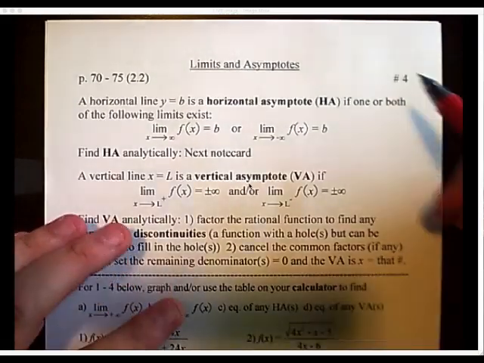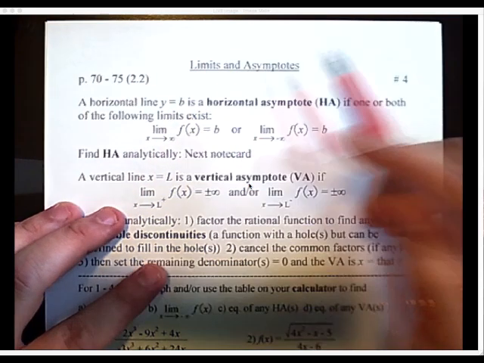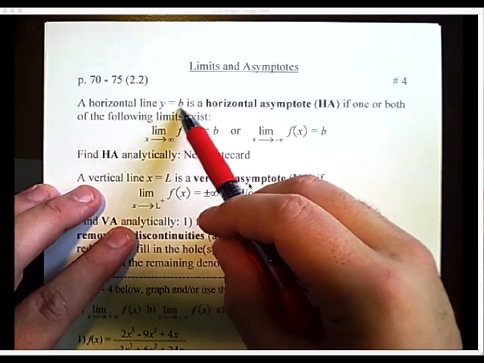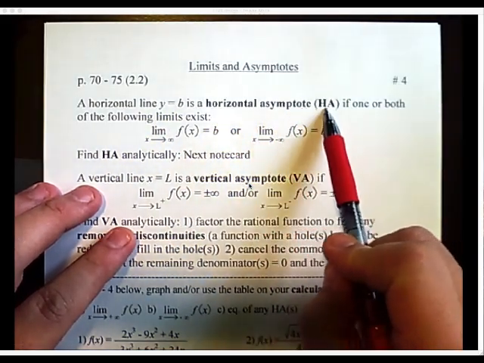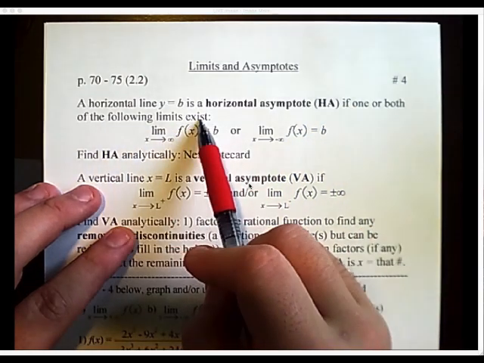All right, this is note card 4, and the title is Limits and Asymptotes. So let's see what Stacy says. She says a horizontal line, y equals b, is a horizontal asymptote, or we can abbreviate that HA, if one or both of the following limits exist.